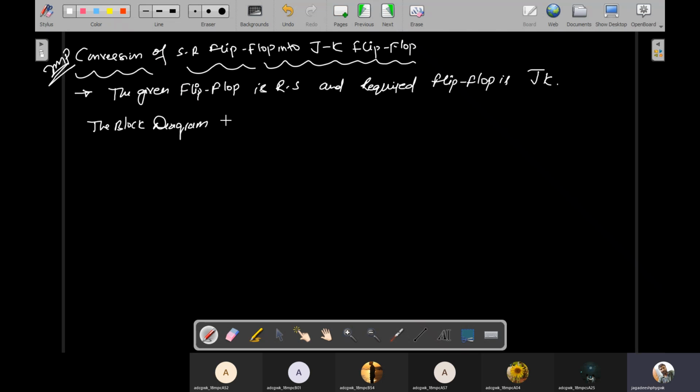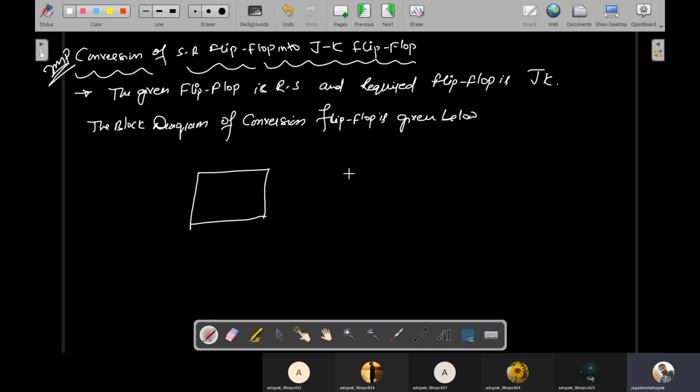The block diagram of the flip-flop conversion is given below. See, I use two flip-flops here. This is one flip-flop, and this is another flip-flop, and this is called the flip-flop conversion logic, and this is the RS flip-flop.